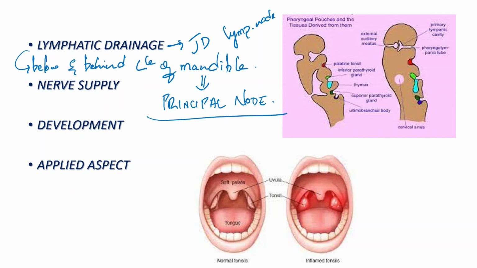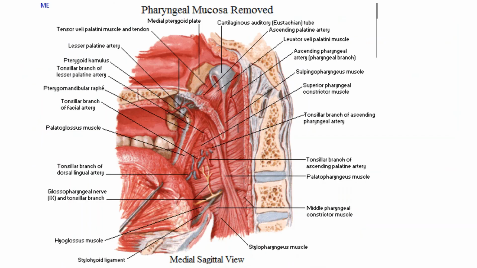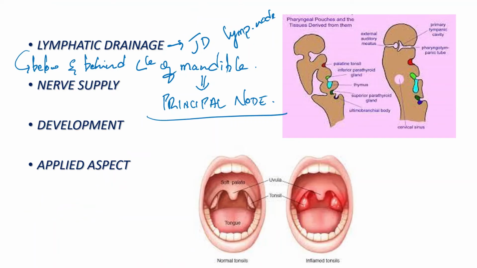Moving on to the nerve supply of the palatine tonsil. The palatine tonsils are supplied by the glossopharyngeal nerve and also the palatine branches of the pterygopalatine ganglion. As we can see in this deeper dissection, the nerve reaching the tonsillar fossa to supply the tonsil is the glossopharyngeal nerve, and also, as I have told, the branches of the pterygopalatine ganglion.